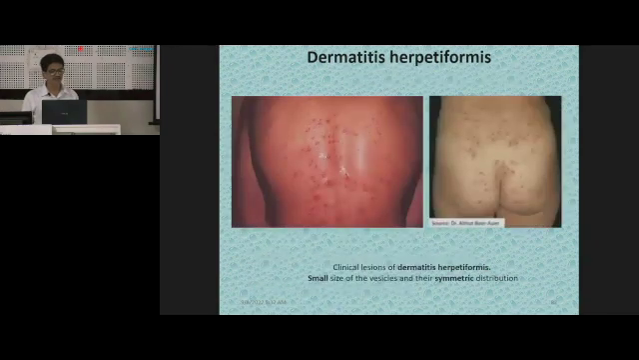On gross, you will find that only the vesicles cannot be seen. Only their symmetrical distribution can be appreciated over here. Small sized vesicles, but actually vesicles are not seen, they are all broken.